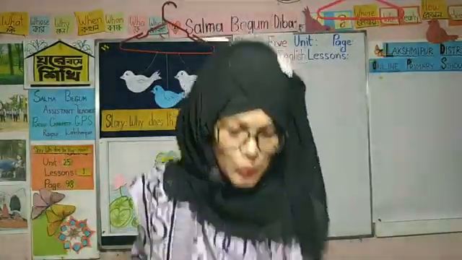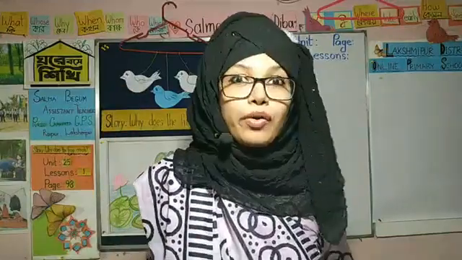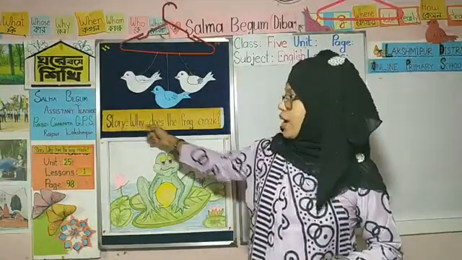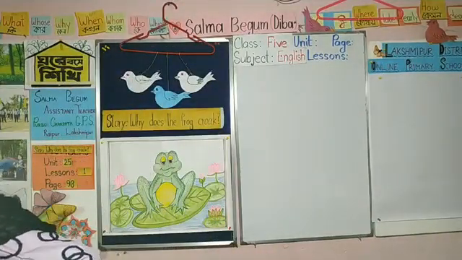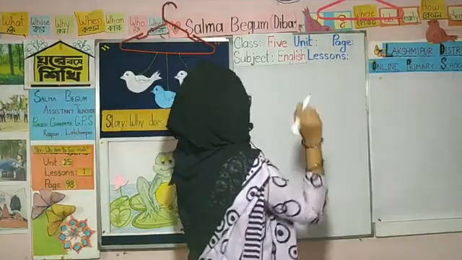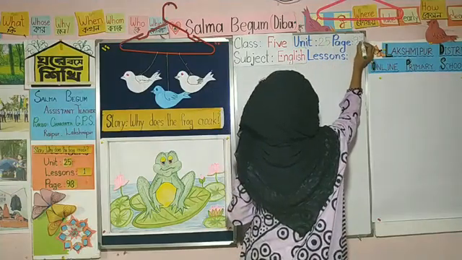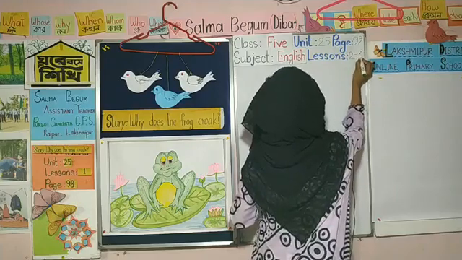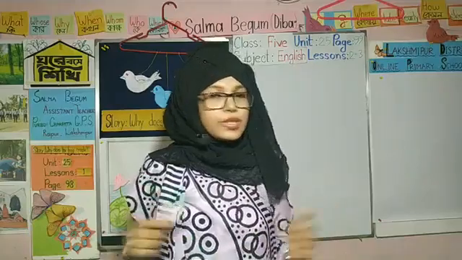So today we're going to listen to a story about a frog. And the story name is, Why Does the Frog Croak? Why does the frog croak? So, let's start. You will get this topic at unit 25, page 99, and the lesson numbers are 2 and 3. And today we'll take only lesson 2. Okay? So let's start our today's class.